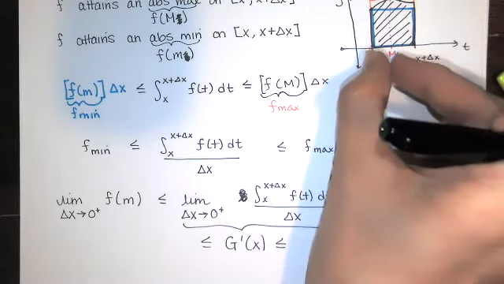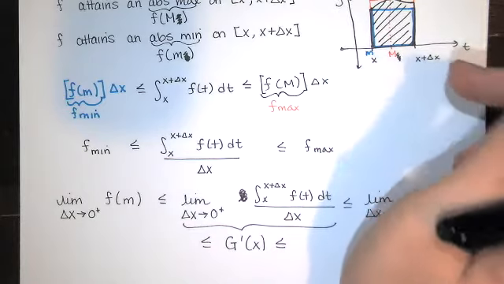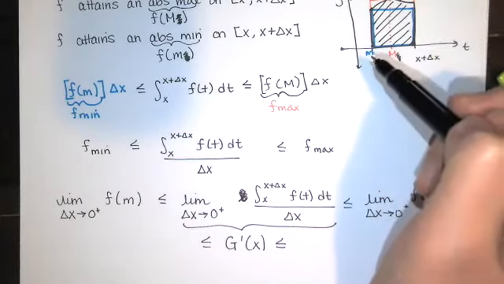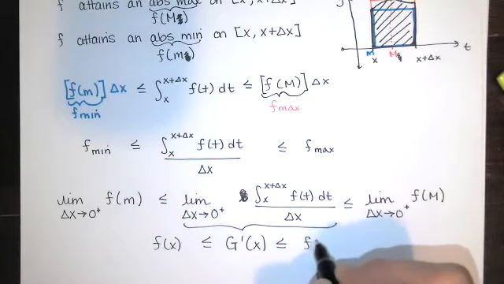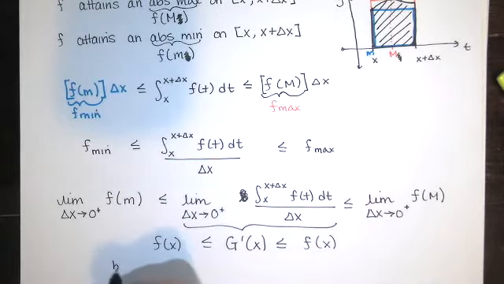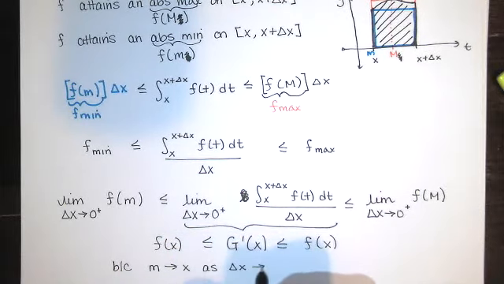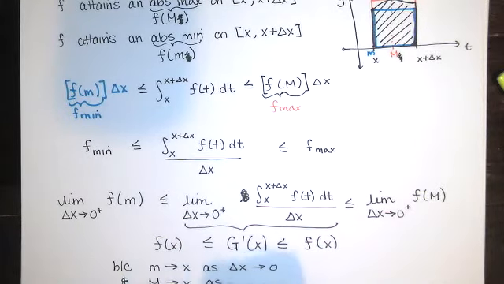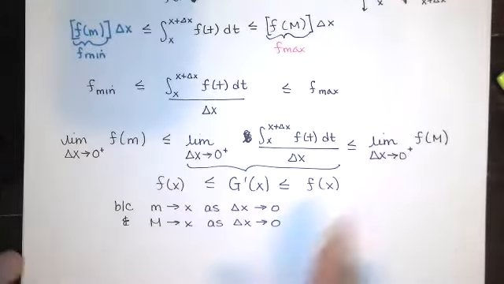And that interval is getting so small that eventually it's just going to include x. In a limiting sense, it'll just be the interval from x to x. So what we get on the left is f of x, and what we get on the right is f of x. And that's because m approaches x as delta x approaches 0, and capital M approaches x as delta x approaches 0. And this is all limits from the right.